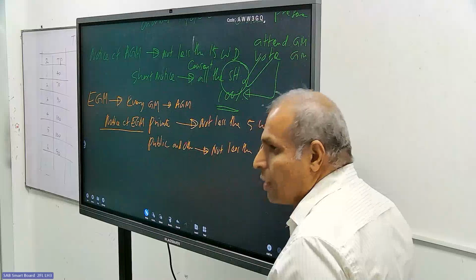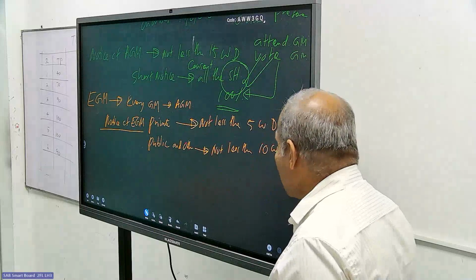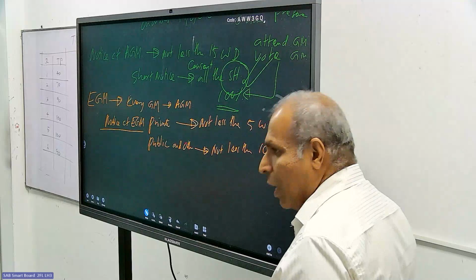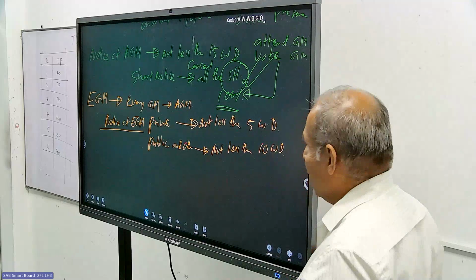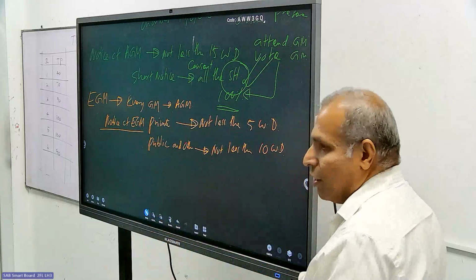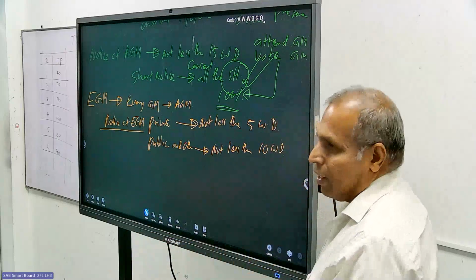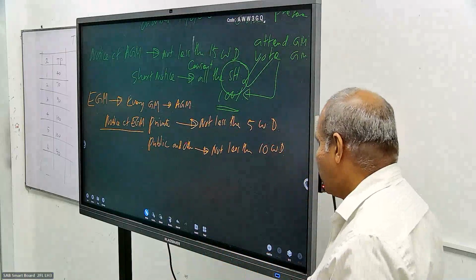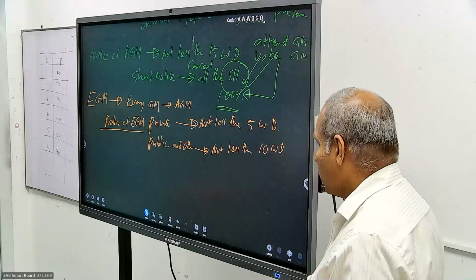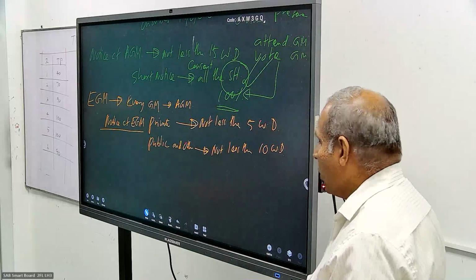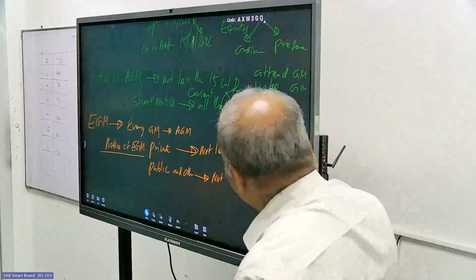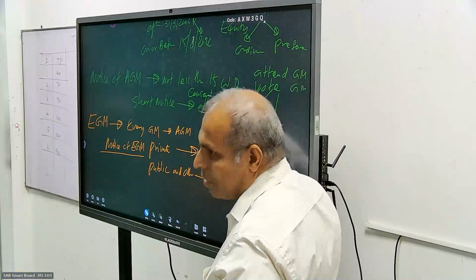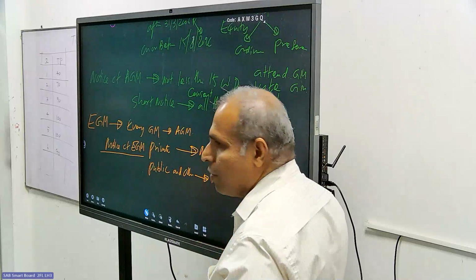In a private company, not less than 5 working days notice; in a public company, not less than 10 working days notice to be given. The notice is given, then thereafter they will hold the meeting at a particular place. Now, here we have discussed the short notice is permitted if all the shareholders give their consent.